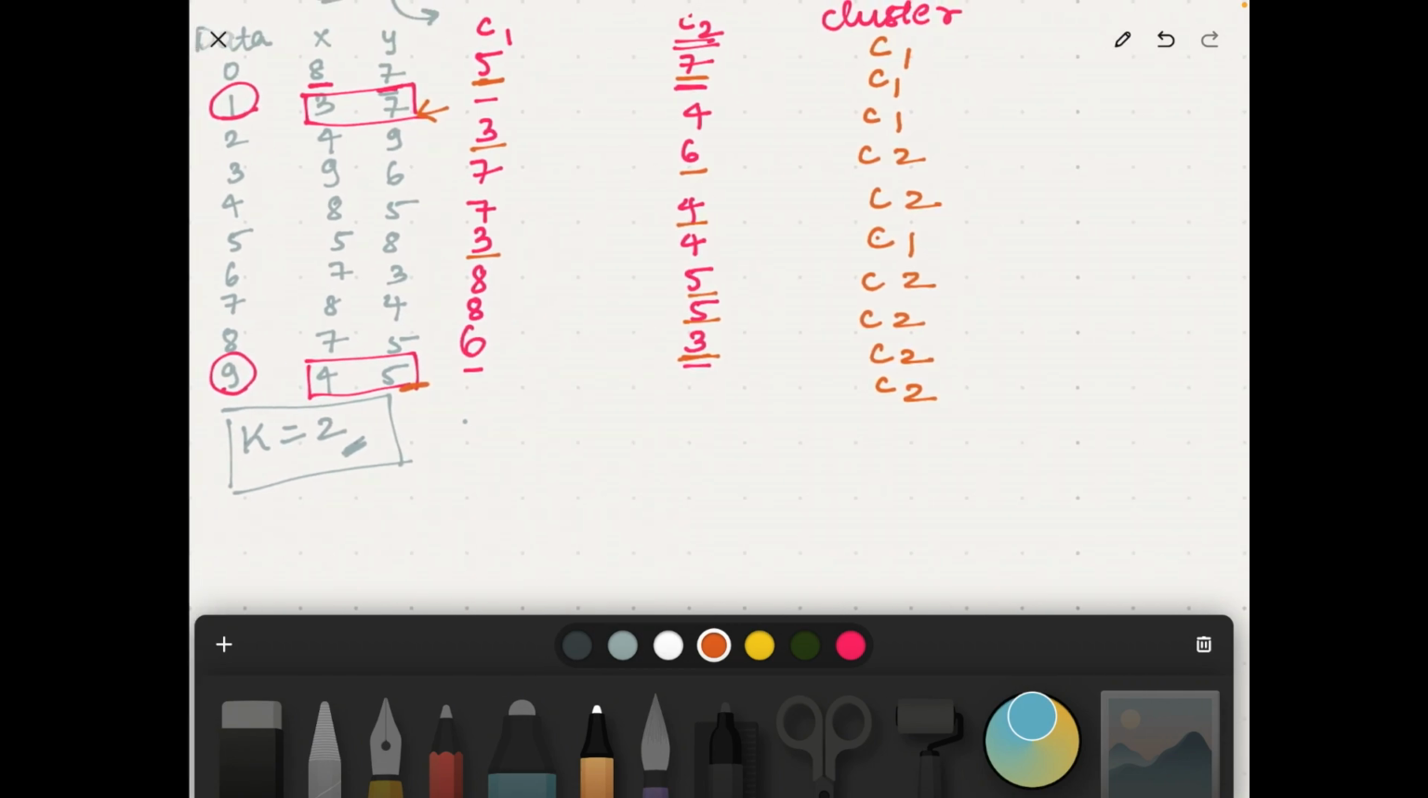So now the two clusters that we have, C1 is going to have the data points, so let's just write them down, the data points themselves. That's going to be 8,7, 3,7, 4,9.